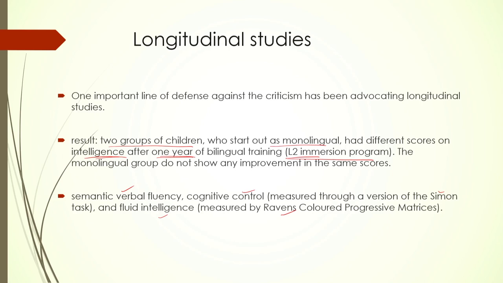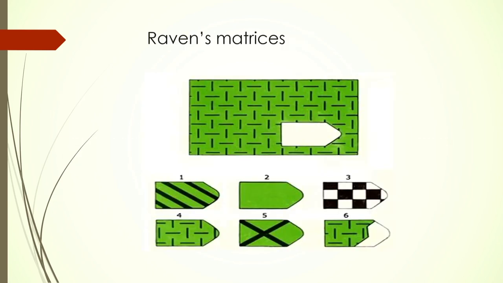There are many other studies going on right now, typically pointing towards similar findings. This is an example of Raven's matrices. It is a logical kind of task as to which of these pieces will fit in here. This is an example, and it goes progressively more difficult with each trial.